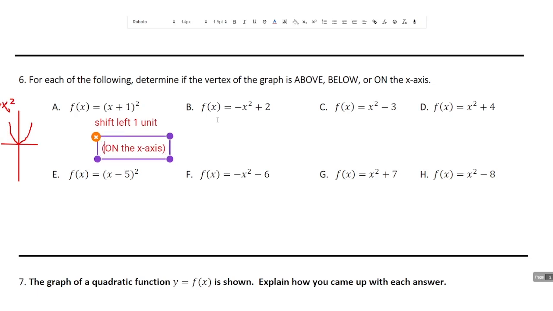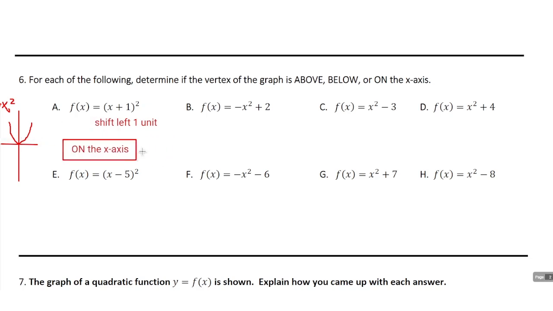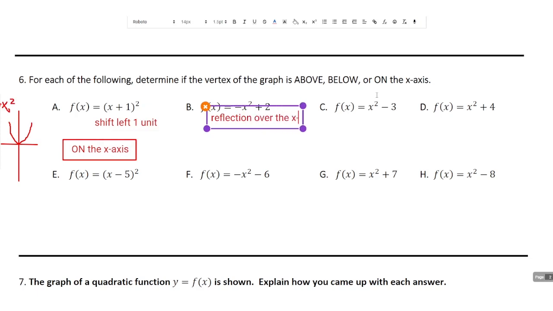Okay, so if I'm just simply doing a shift left or right, then my vertex will stay on the x-axis. Letter B has 2 transformations. The negative sign here is going to be reflection over the x-axis. So instead of opening up, it opens down. And then also there's a shift up 2 units. And it's that shift up 2 units that's going to cause the vertex to be above the x-axis.